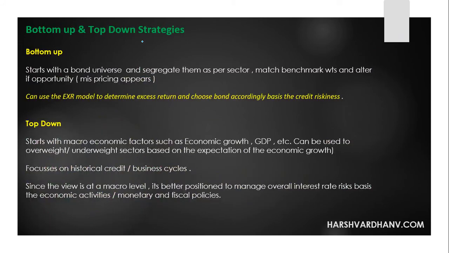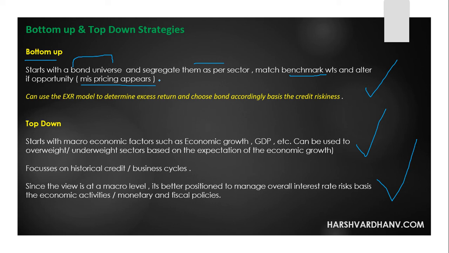Okay, bottom-up and top-down strategies. It's very simple. You can just read through the slides, or maybe you can read through the books. I've just tried to condense this. In the bottom-up approach, you start with the bond universe and segregate them as per sector, match the benchmark weights and alter if there is any opportunity.